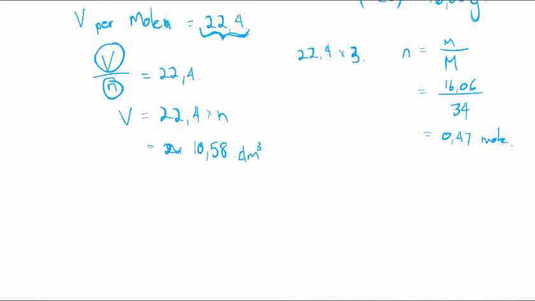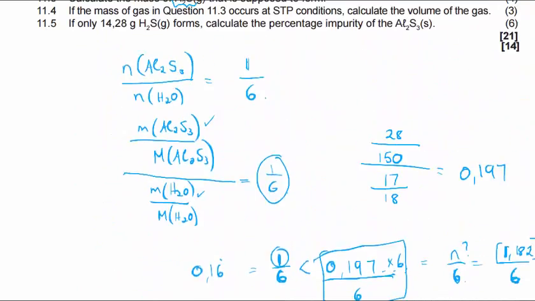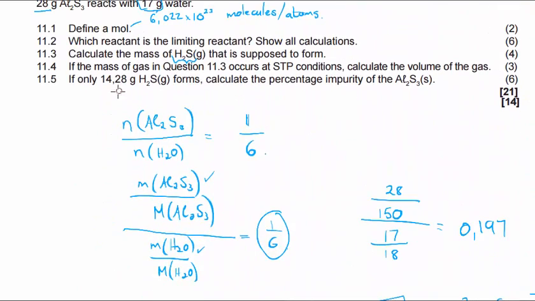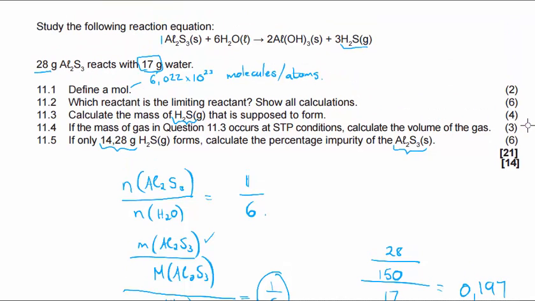I can only accuse the mind that's reading the question. I cannot accuse the question. If only this much H2S is formed, calculate the percentage of impurity of Al2S3. Okay, so what they're saying is that, and this I grant, this is a difficult question. I grant that. It is an unusual question.